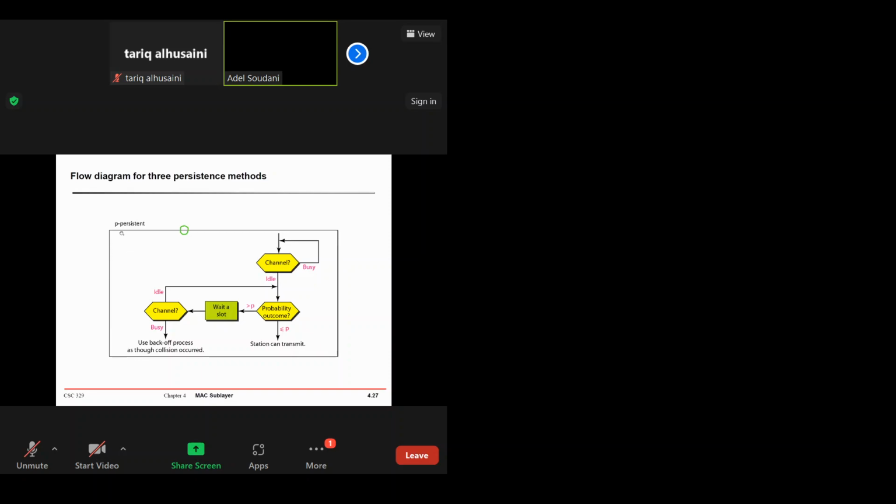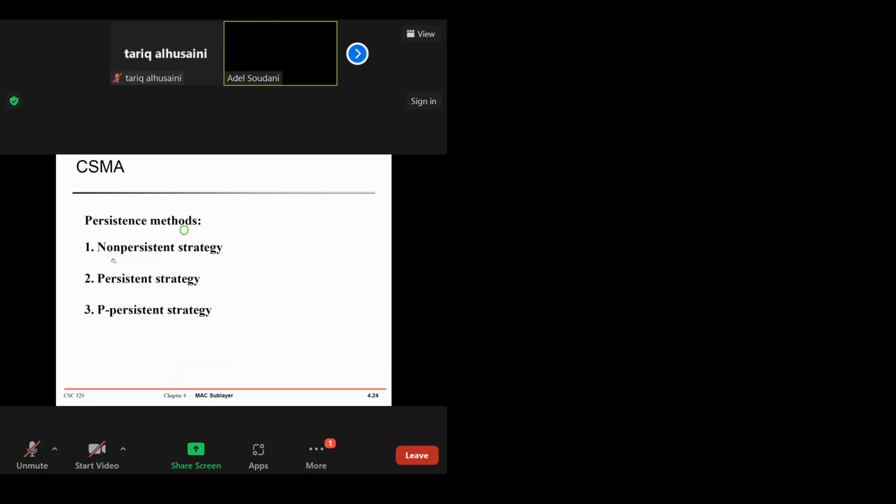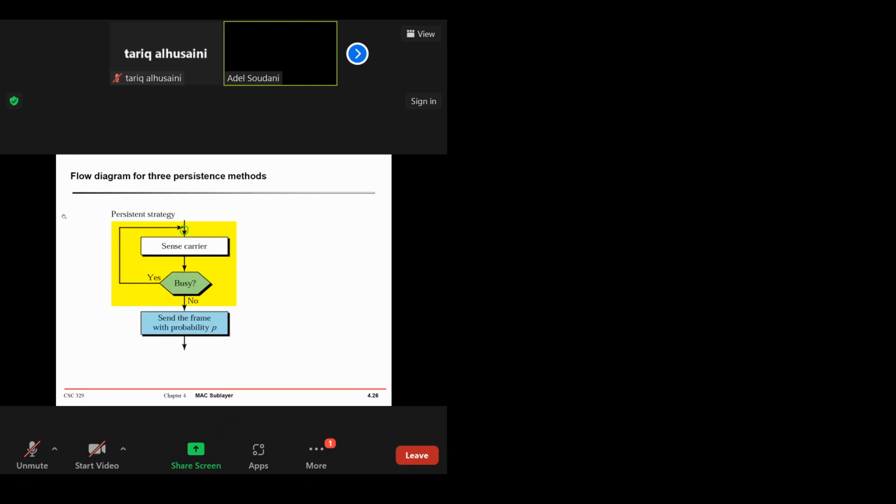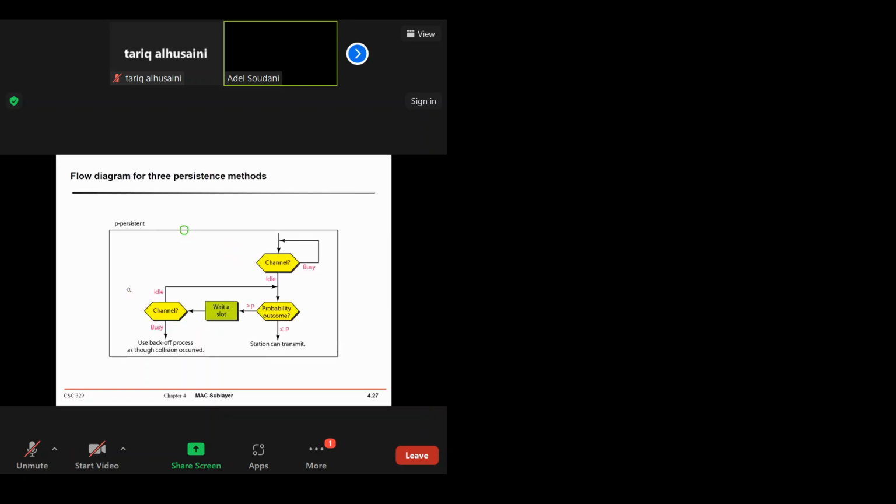Are you understanding the p-persistent strategy? Okay, so I would just like to sum up. We have the non-persistent strategy, the persistent strategy, and the p-persistent strategy, which are the three methods used to detect the availability of the channel. The persistent strategy means that we continue checking the availability of the channel, and when the channel is free, we can send the frame, but with a probability p. You will understand later on through an example.